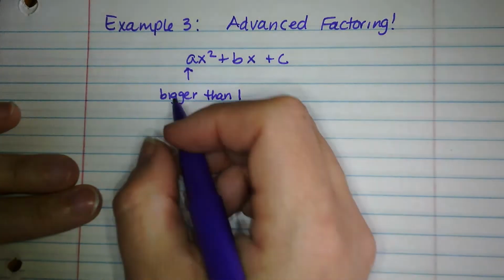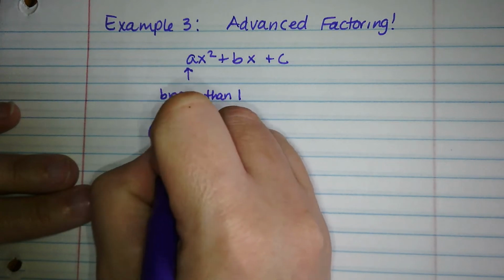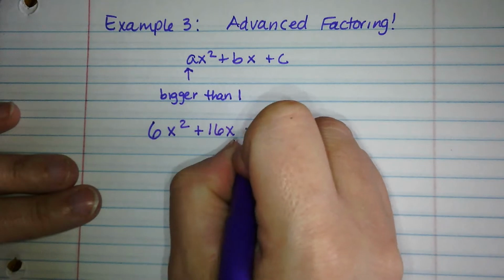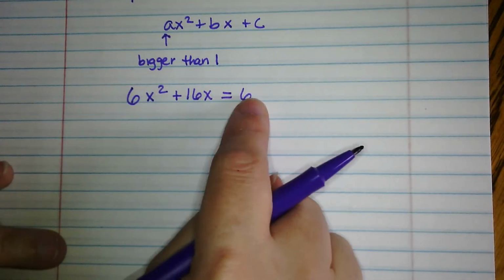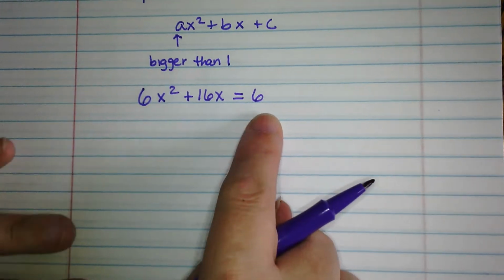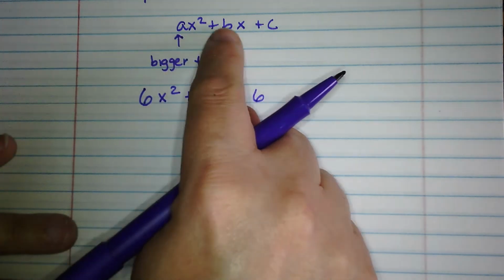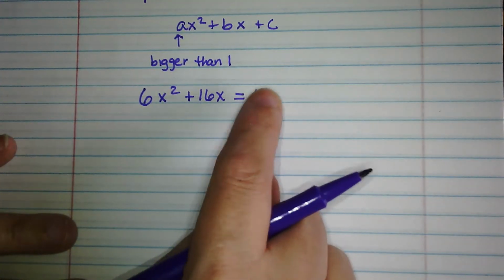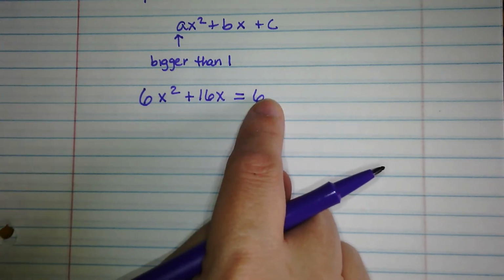Our first problem is 6x squared plus 16x equals 6. And we're going to solve this quadratic equation. But if you notice, it's not in the correct form, ax squared plus bx plus c. Our c is here, but it needs to be over here. We need this equal to 0.